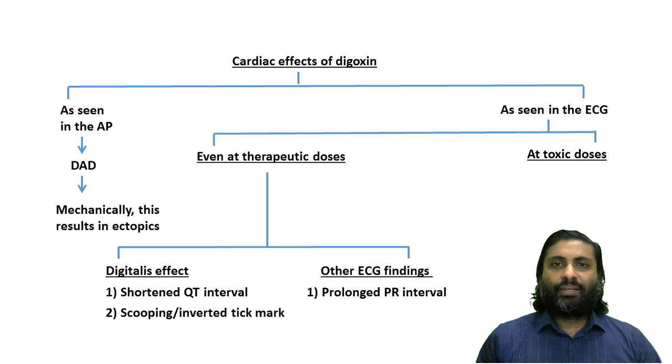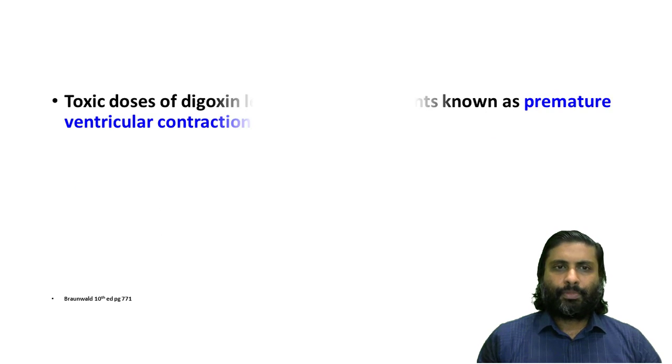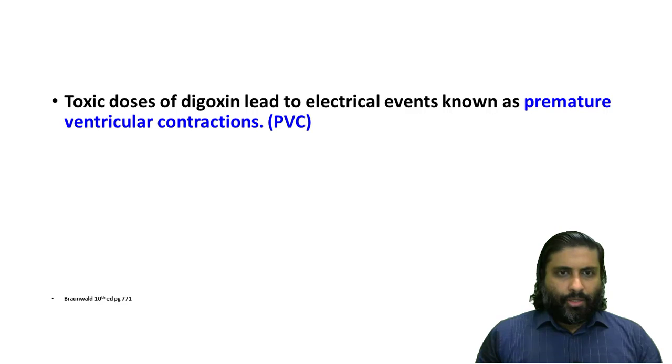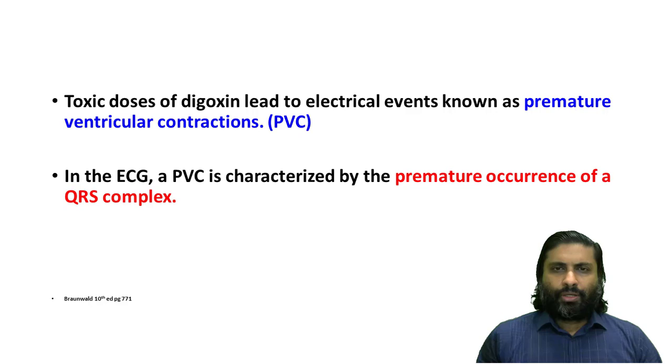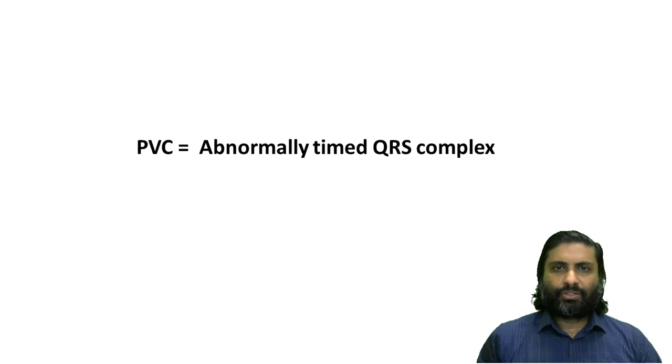What would happen if digoxin toxicity were to occur? What would we find in the ECG? Right. So toxic doses of digoxin lead to electrical events in the ECG known as premature ventricular contractions or PVCs. A PVC is characterized by the premature occurrence of a QRS complex. In other words, a PVC is an abnormally timed QRS complex.